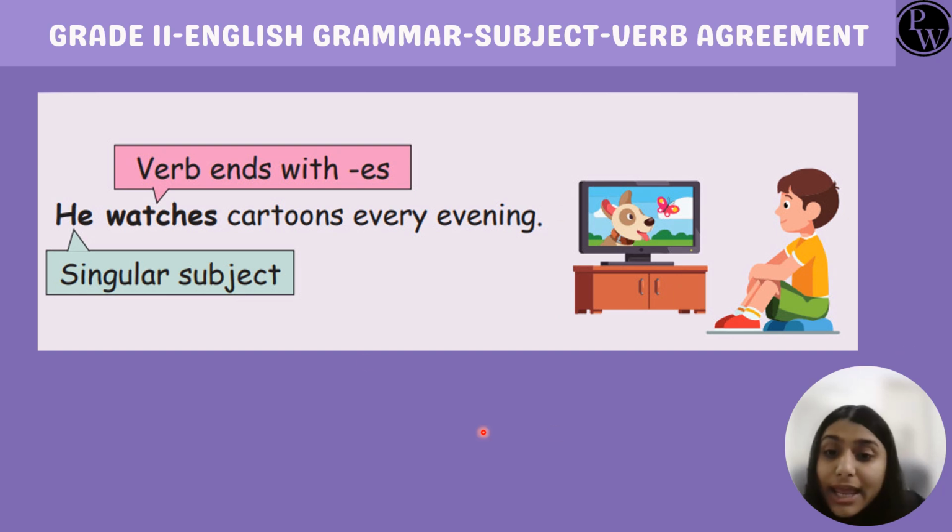Then, same here. He watches cartoons every evening. Our subject is singular, right? He is a singular subject. So, our verb ends with es. Okay, we add an es to our verb. So, he watches cartoons every evening. Easy, right?